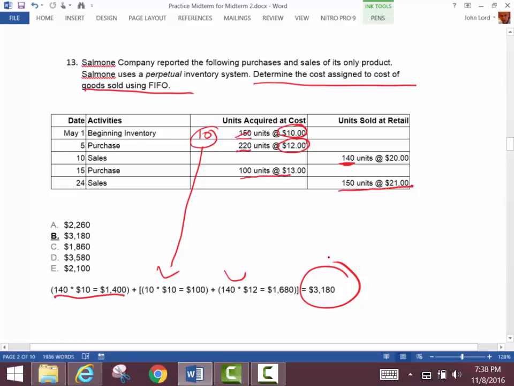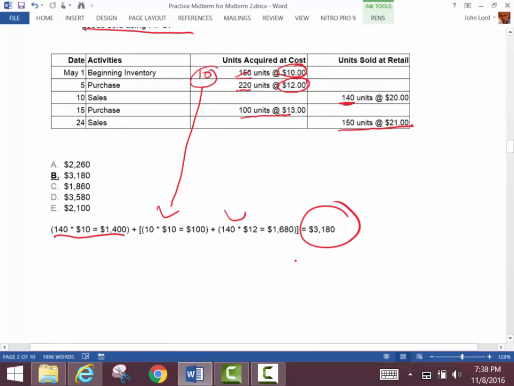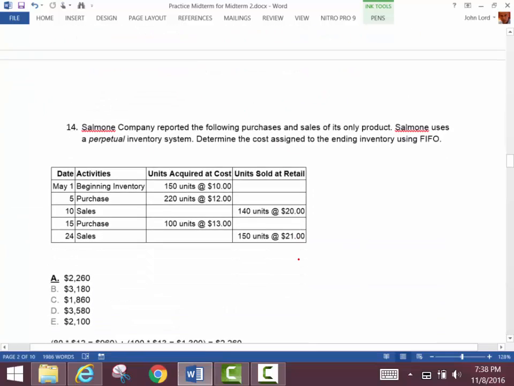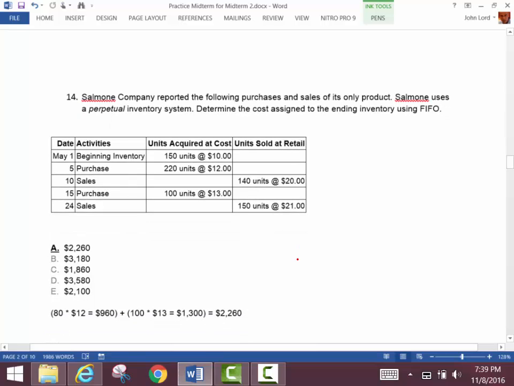Okay, good. I'm pretty sure you have questions just like this one on your test. If not the same numbers, very similar. Okay, so make sure you're comfortable with that one. Okay, good. Then they say determine the ending inventory.